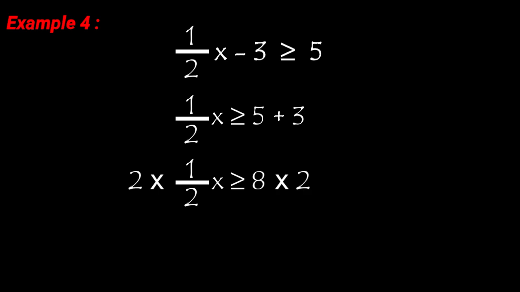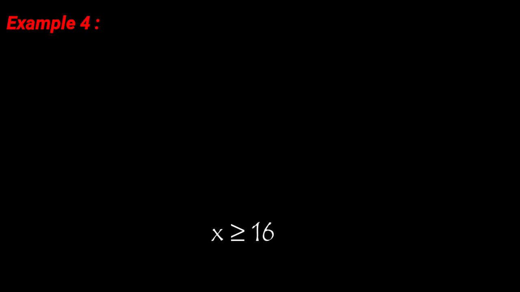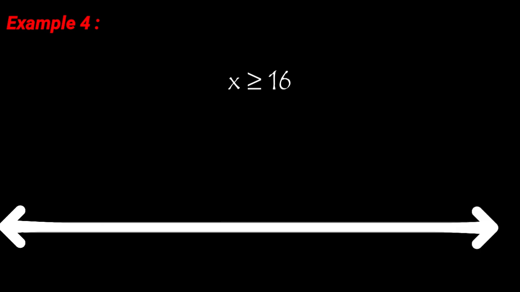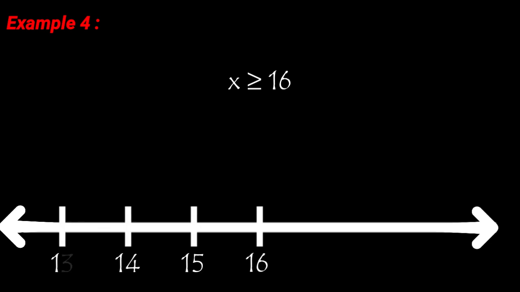Next, we can multiply the whole inequality by 2 to get rid of the number 2 in the denominator, where we'll get x is more than or equal to 16. Next, to represent this on the number line, the number that we are interested in is 16. The three values to the left of 16 are 15, 14, and 13. And the three values on the right-hand side of it would be 17, 18, and 19.